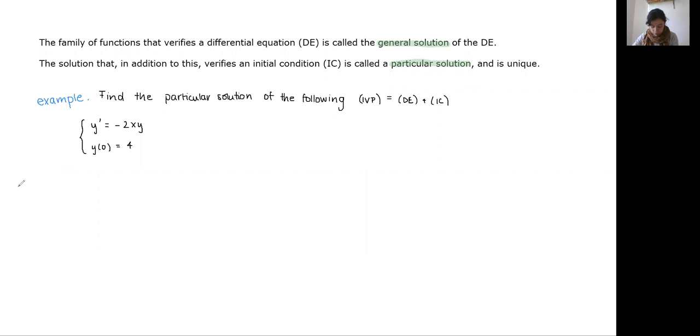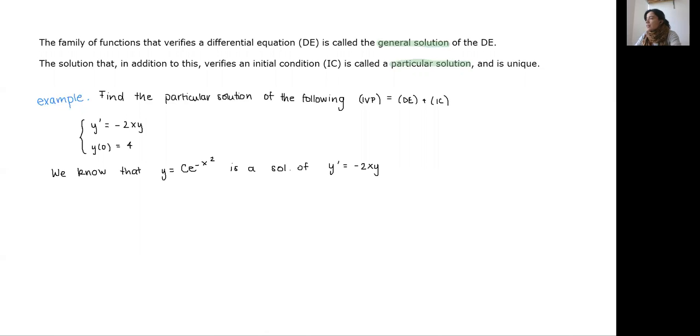Okay, so maybe if you started thinking about this, you might have realized that we know that a function of the form y is equal to c e to the minus x squared is a solution of the differential equation, right? So it is a solution of y prime is equal to -2 times x times y.